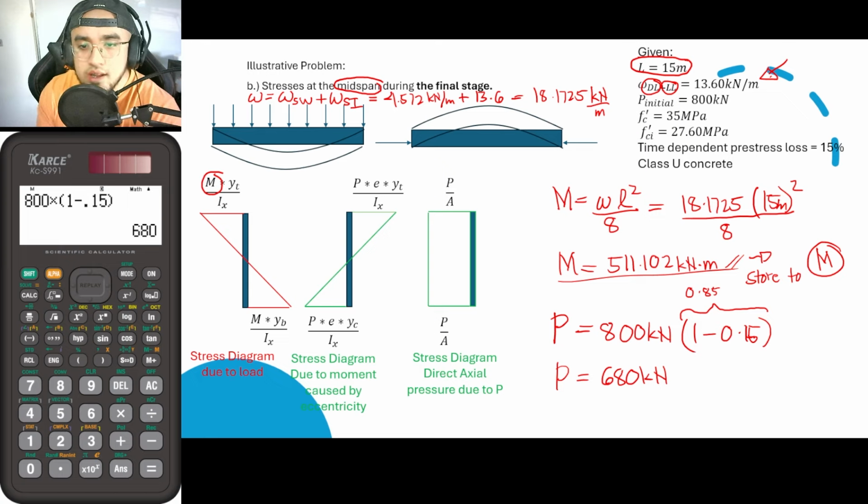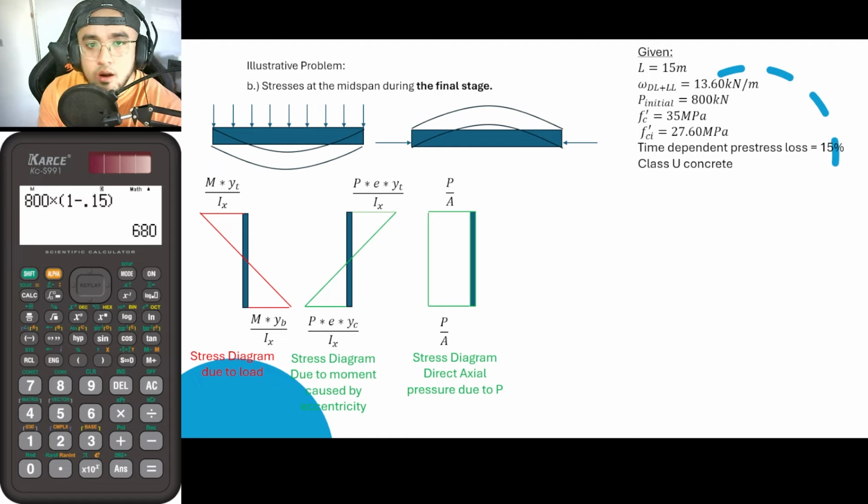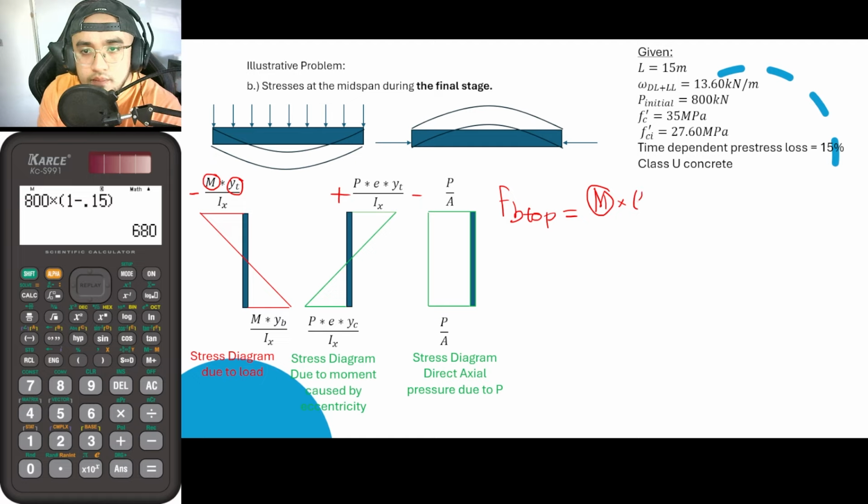Anyway, so going back to our figure here, that is 680 kilonewtons. So what is now our equation here? So this is negative, this is positive, and this is negative. So from that, our FB top is equal to moment times YT. So our moment was actually stored in M in my calculator, times what is YT still? That is 400 mm.